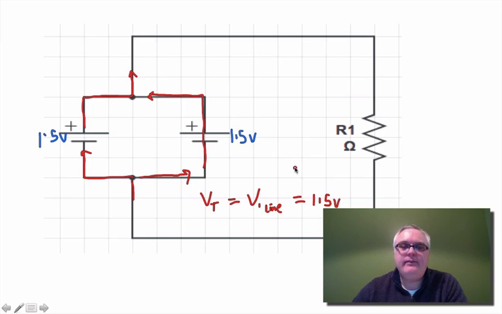Okay, so that's resistors and batteries connected in series and parallel. And in the next video, we'll talk about something called Ohm's law, which is how we can relate all of these variables together: voltage, current, and resistance.